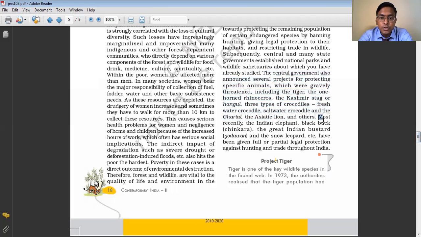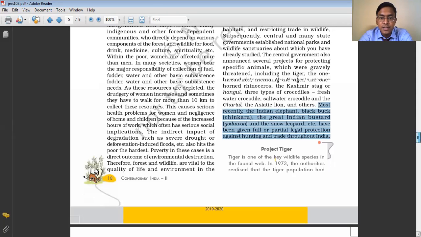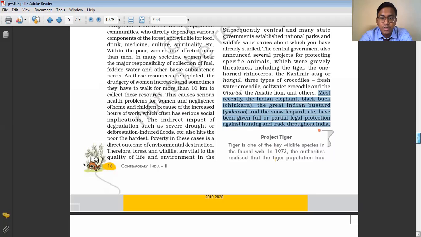Most recently, the Indian elephant, the blackbuck, also known as chinkara, the great Indian bustard, known as godawan, and the snow leopard, etc., have been given full or partial legal protection against hunting and trade throughout India. They have been included in the list of protected species, which means they will be given protection through legal measures. Illegal hunting and killing of these animals is strictly banned, and if any person is engaged in such activities, they will be sentenced to prison.